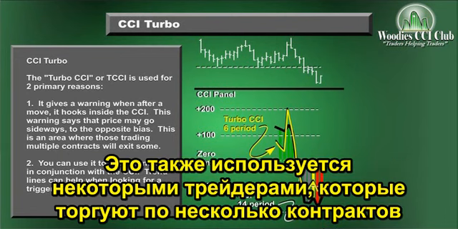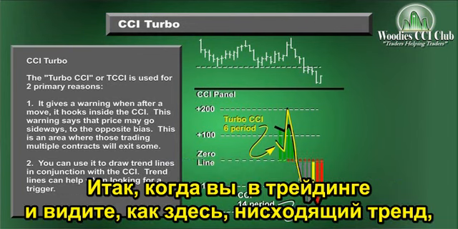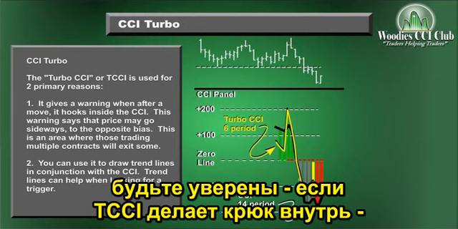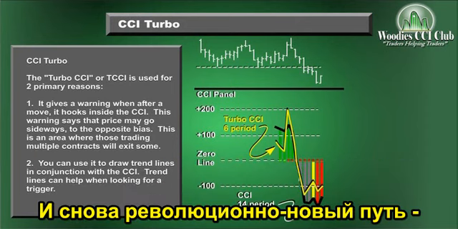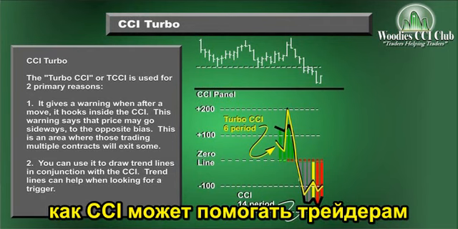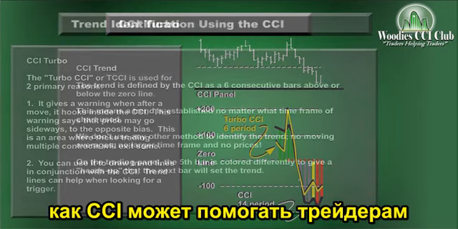This is also used as an area for some traders to take off multiple contracts. So when they're trading, and in this case they're going short, and the CCI Turbo hooks inside the regular, they will take off some contracts and leave runners going. So that's, again, a revolutionary new way that the CCI can help the traders.